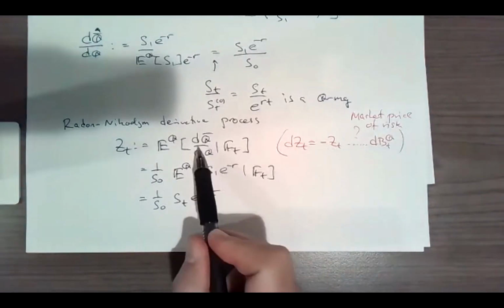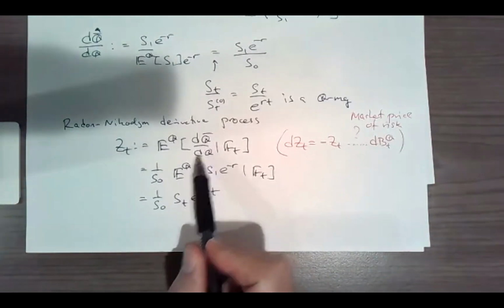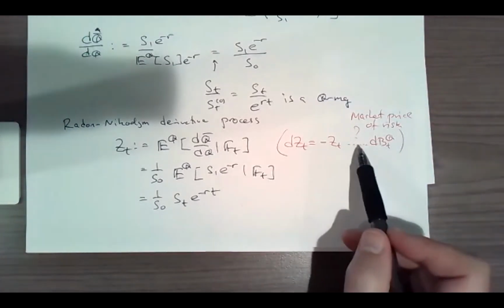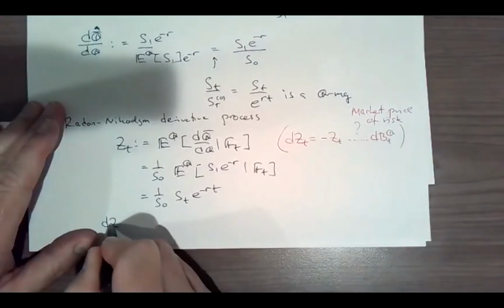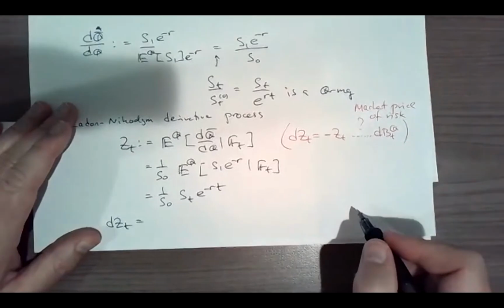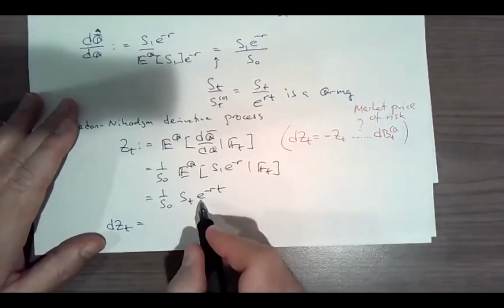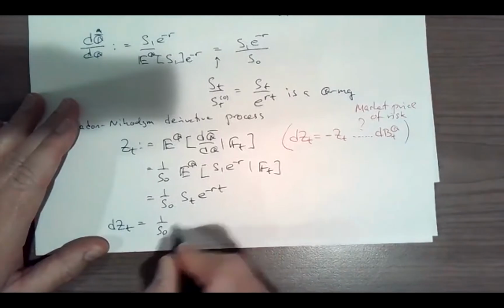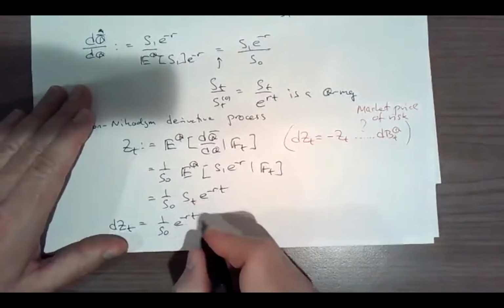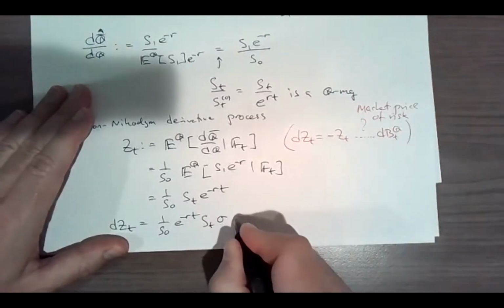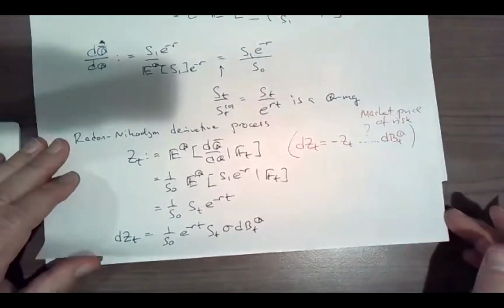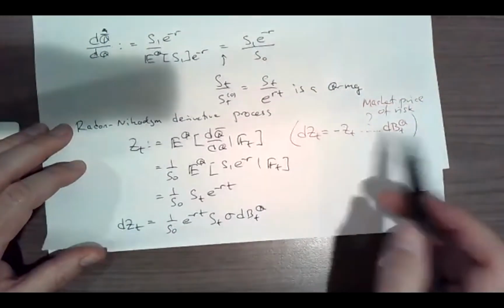Okay, so I'm close to having my dZ here. This is a conditional expectation, so I know that this will give me a martingale. To figure out what the dynamics of Z are, which is needed in order to compute this market price of risk, I'll compute dZ. I only need to worry about Brownian motion terms. So I have 1 over S naught, e to the minus Rt, and then dS will be S sigma dBtQ. And now I can read off my market price of risk.